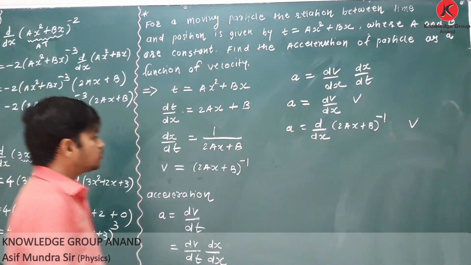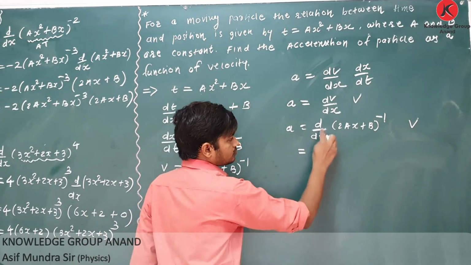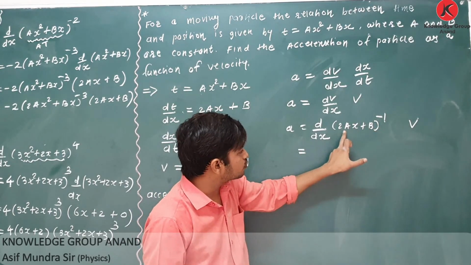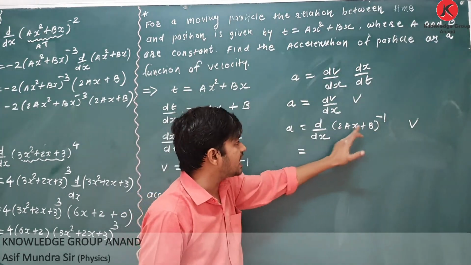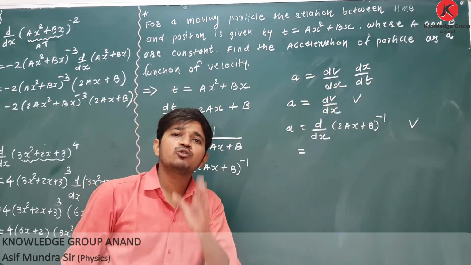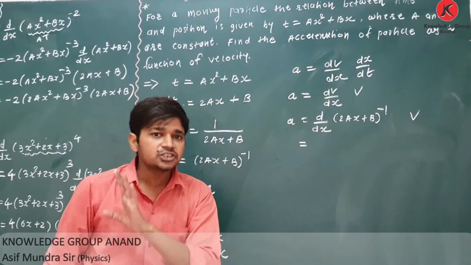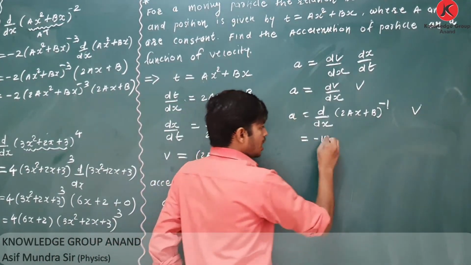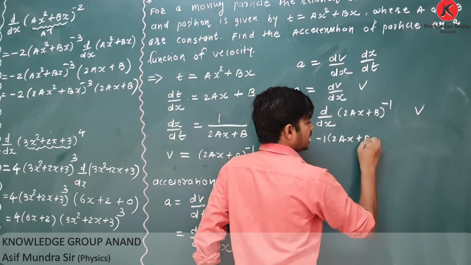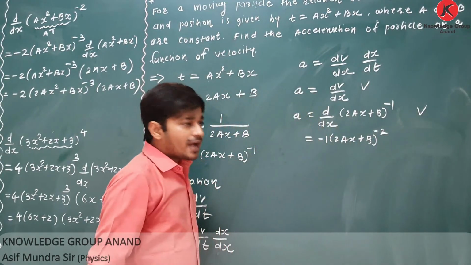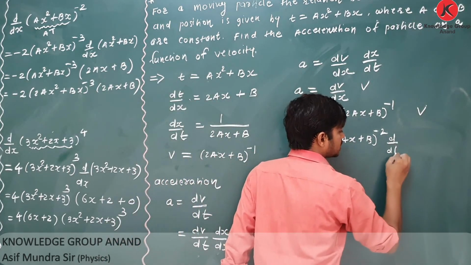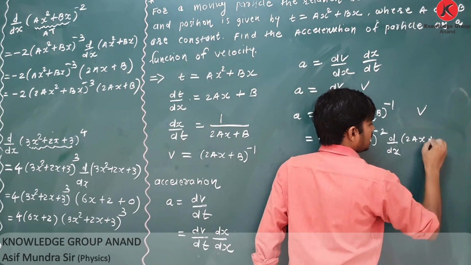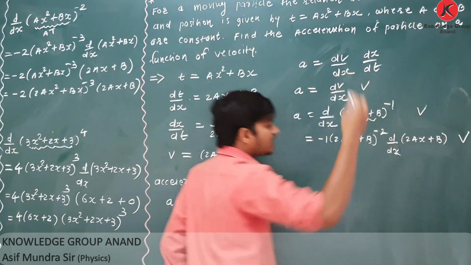Okay, now how to differentiate this? Differentiation is with respect to x. Minus 1 power, the term is 2ax plus b. Then we have to apply the chain rule. How? First of all, take this minus 1 as coefficient, (2ax plus b) with one power decreased, which means minus 2. Now differentiate the additional term again, that is 2ax plus b, and this last v as it is.